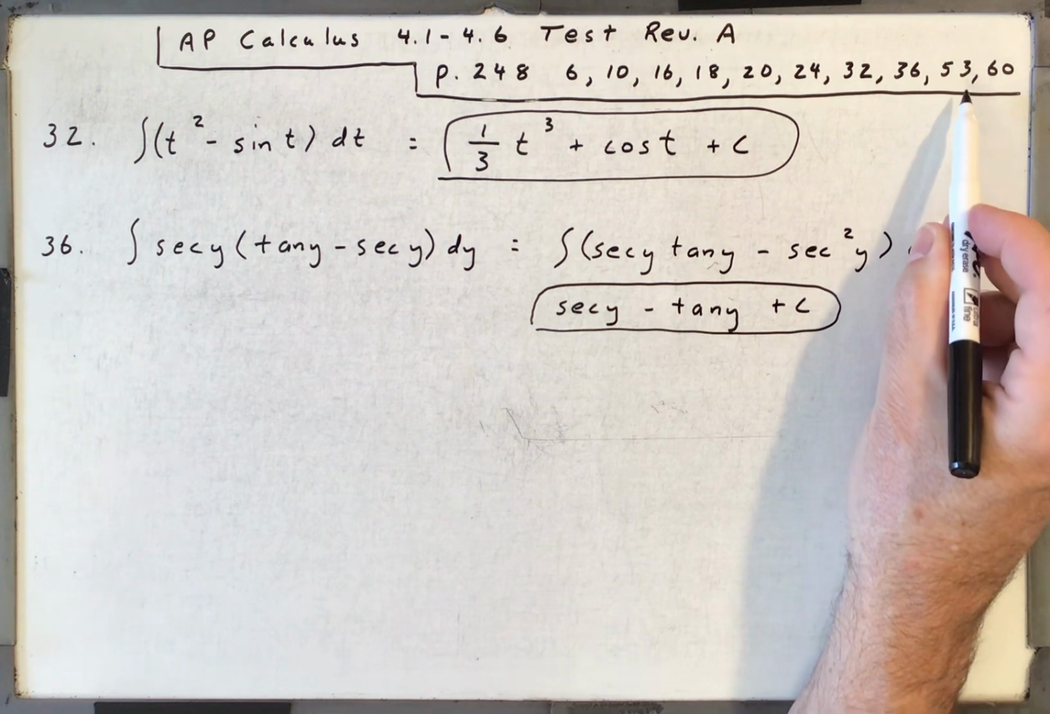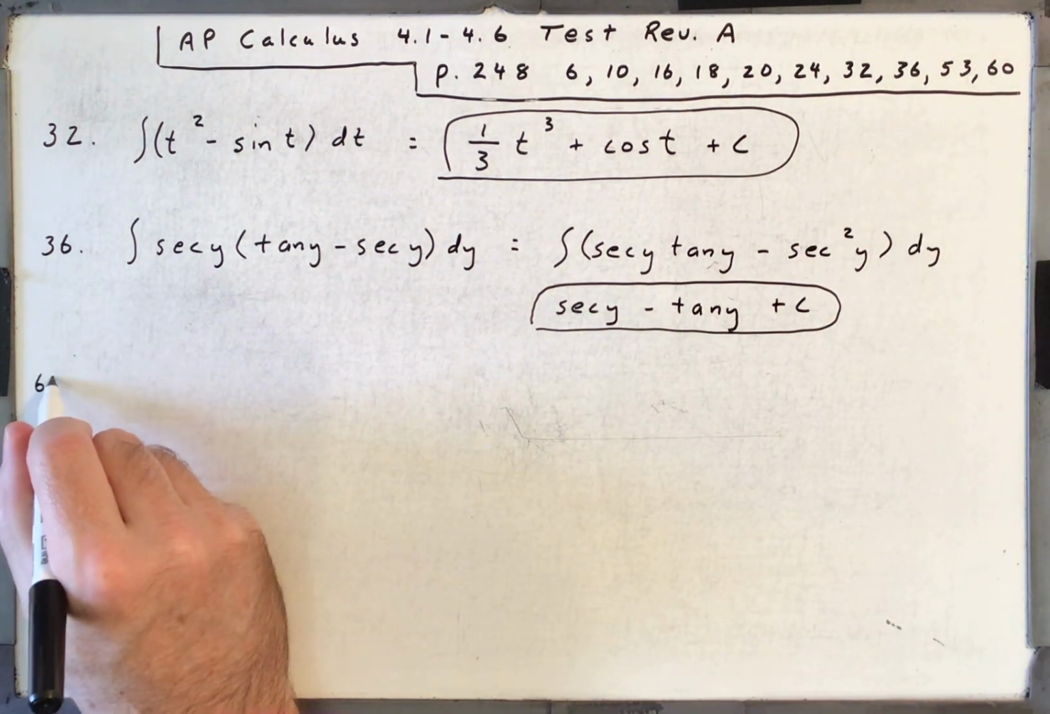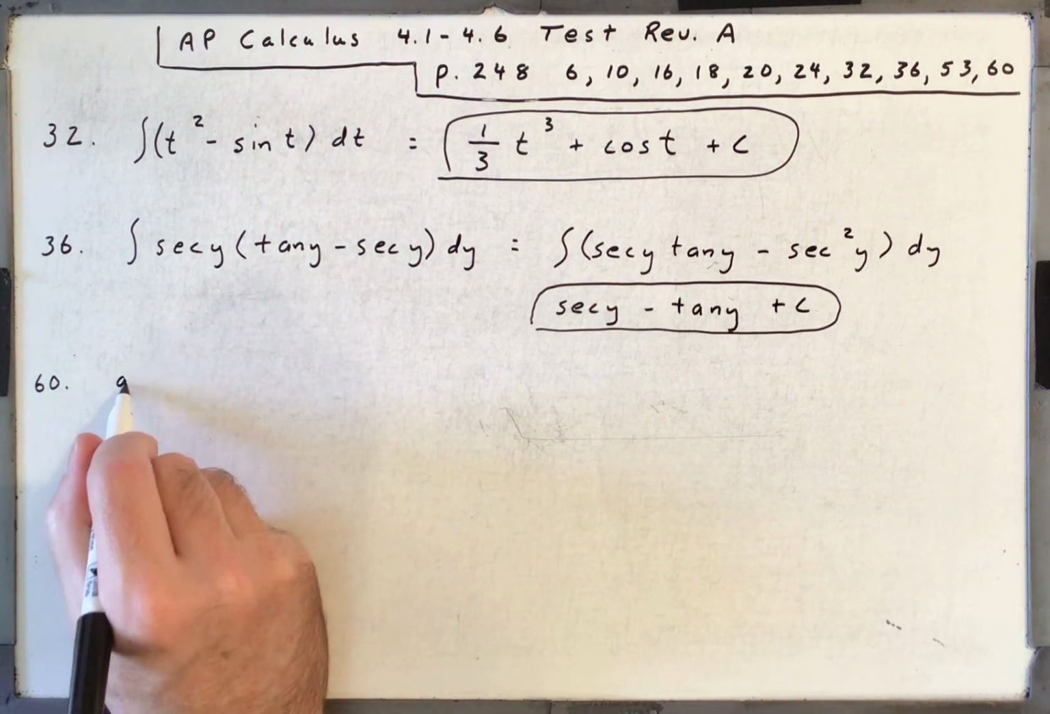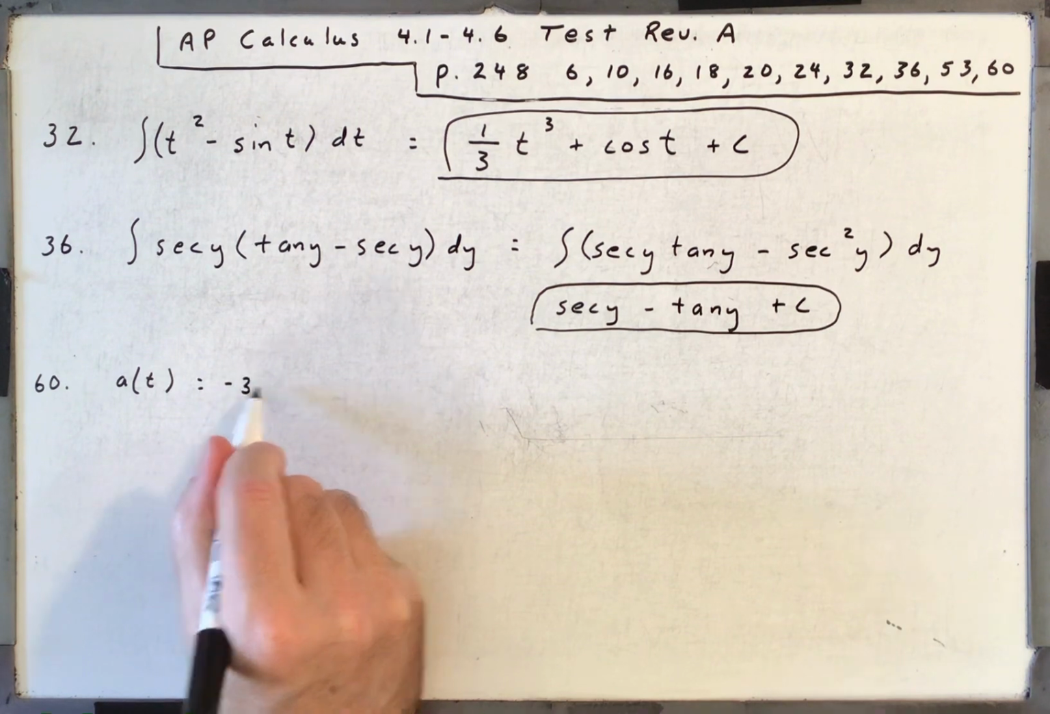Now number 53 is going to take up most of the board, so I'm going to go ahead and do 60 and then come back to 53. So number 60, we have a of t is equal to minus 32.